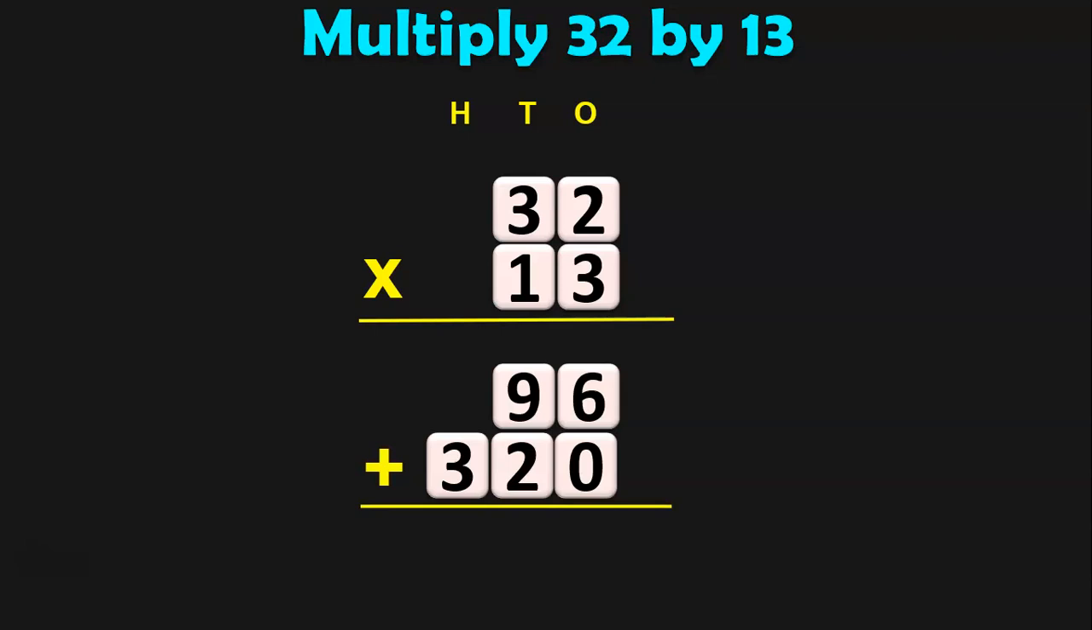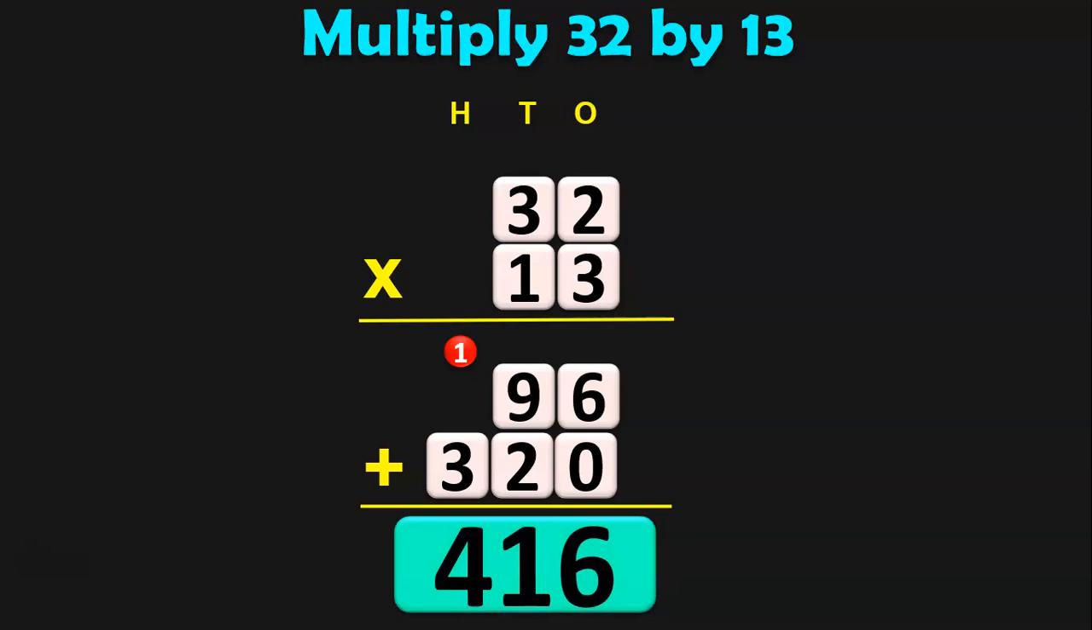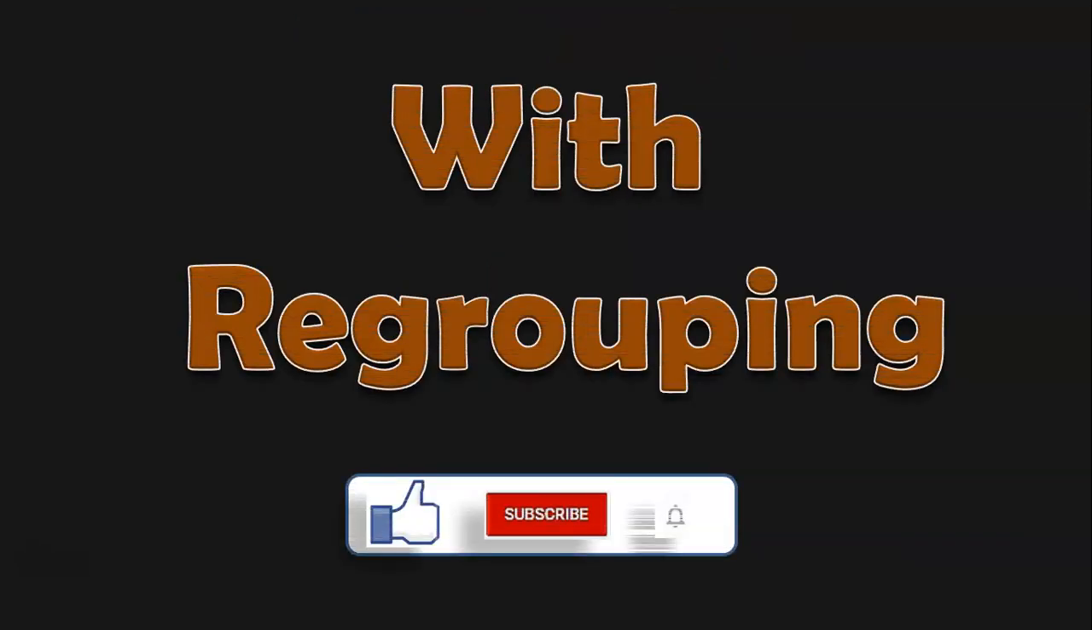So what will you get when you add these two? 6 plus 0 is 6. 9 plus 2 is 11. 1 carry over 1. 1 plus 3 is 4. So the answer is 460. The next type of sums that you're going to do is with regrouping concept.